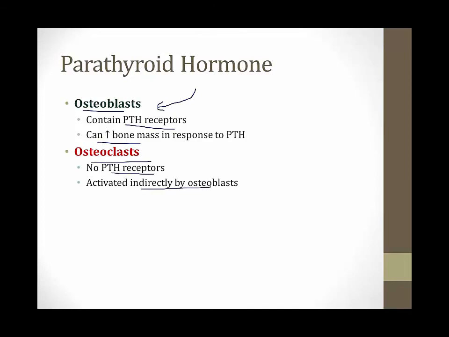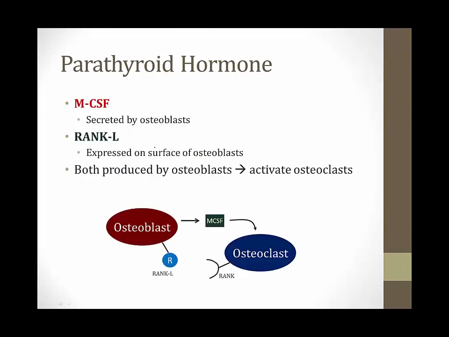They are activated indirectly by osteoblasts, and this follows the principle we talked about before, that the osteoclasts are really slaves to the osteoblast. So the way that parathyroid hormone leads to breakdown of cortical bone and a rise in the serum calcium is by activating the osteoblasts, which in turn will activate the osteoclasts. And they do this through the mechanisms we talked about before. Osteoblasts can make MCSF and secrete that. They can also express RANK L on their surface, and both of these will activate the osteoclasts, and that's how parathyroid hormone can lead to bone breakdown.